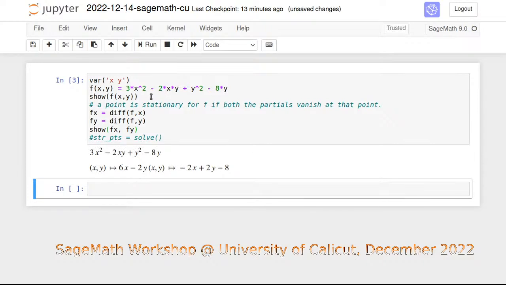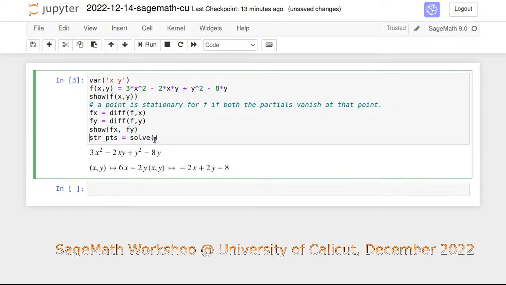Six x minus 2y. There is no comma. And minus 2x plus 2y minus 8. I think that's correct. 6x minus 2y, that's correct. With respect to y, it's minus 2x plus 2y minus 8. Correct. So these are the partial derivatives. Now we are trying to solve to find stationary points.